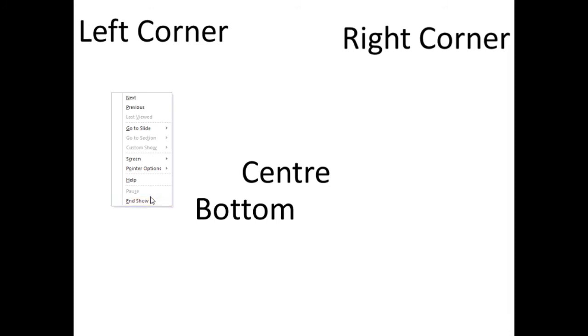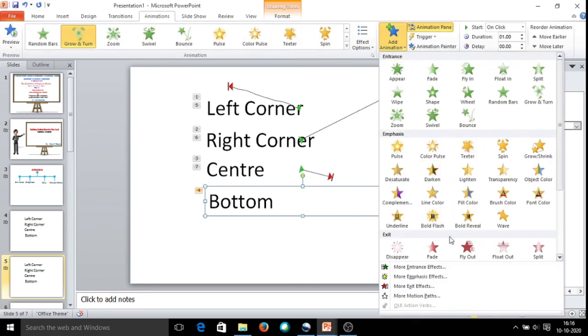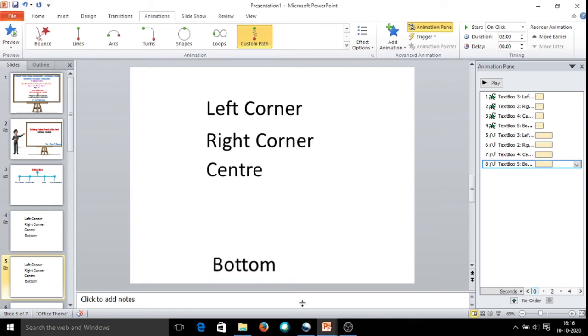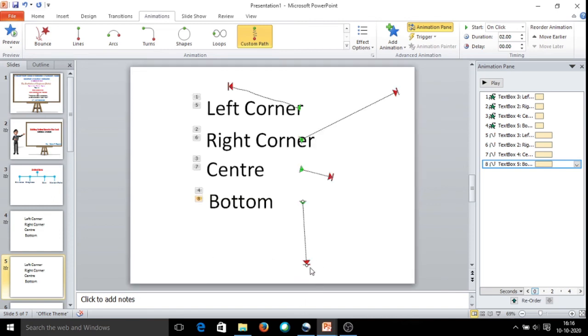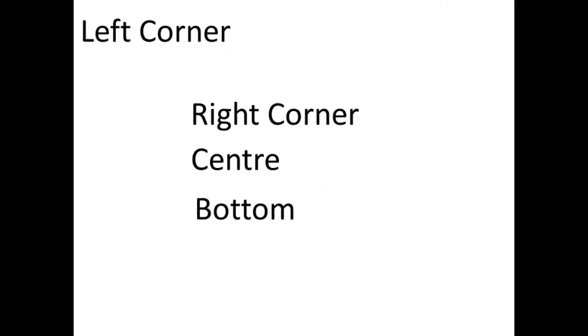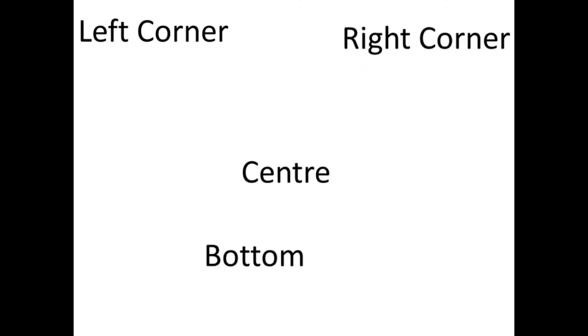Okay, very good. Now next we have to move this bottom to the bottom. So I select bottom, animations, add animation, again choose the custom path, and then I want to move it over here. Yeah, it is coming to the bottom, but I want it at the bottom center, so I am adjusting it. Again, just see it. We have the left corner, the right corner, center, and then the bottom.